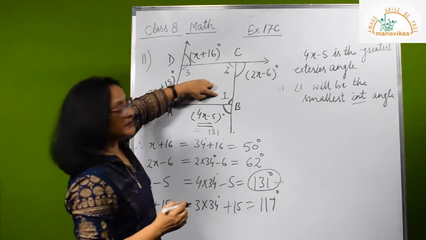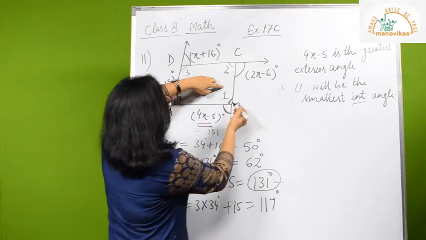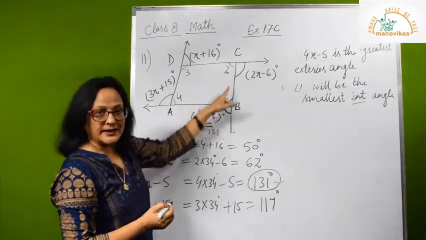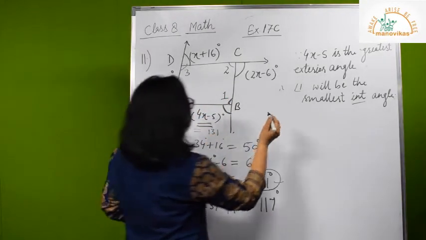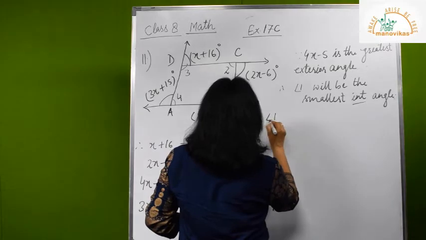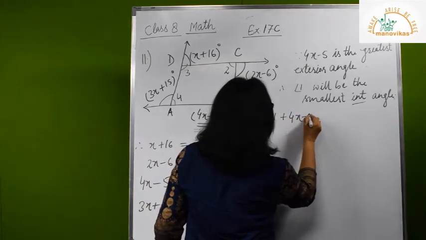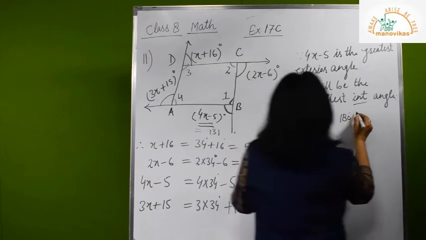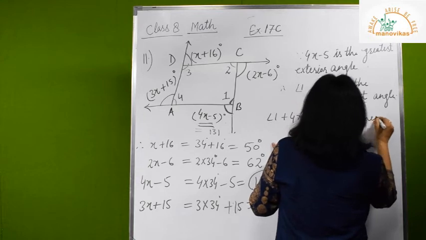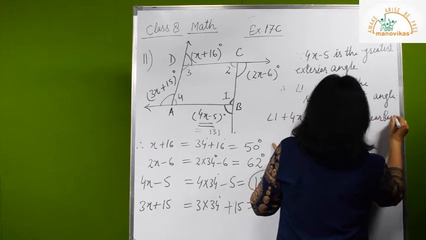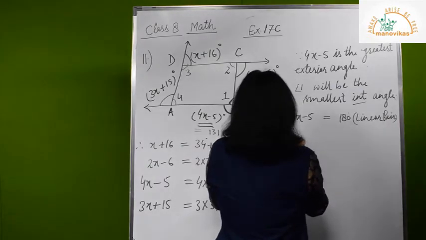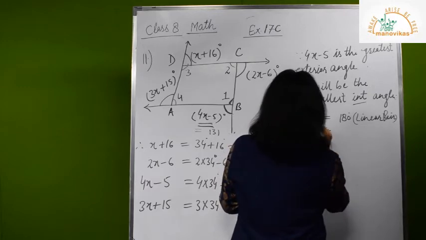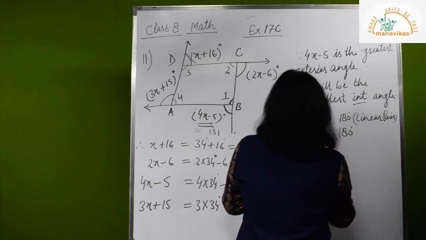We have to find the measure of the interior angle. Okay. So if we add angle 1 and 4x minus 5, you can see they are making a linear pair, interior plus exterior. I just explained to you. So angle 1 plus 4x minus 5 is equal to 180 degree. Reason why? These are linear pair. So you will mention here. Now, angle 1 we have to find. 4x minus 5 we have already found as 131 degree.